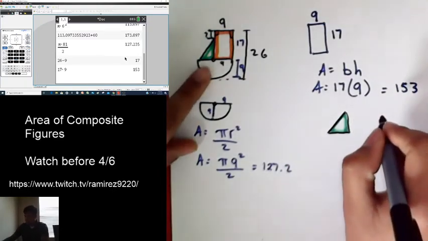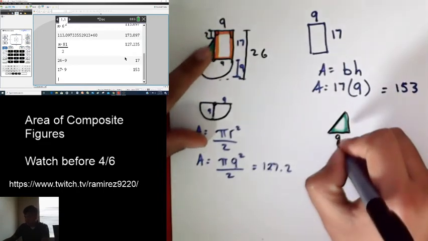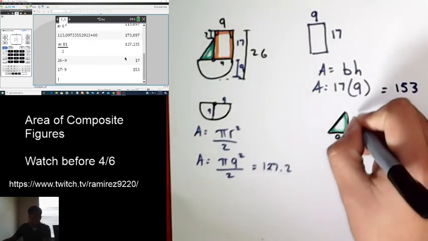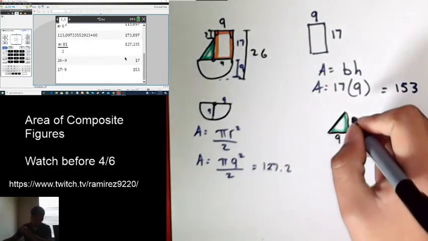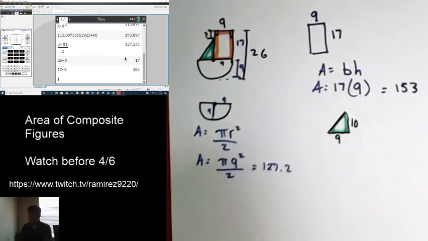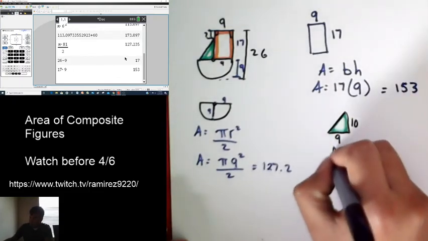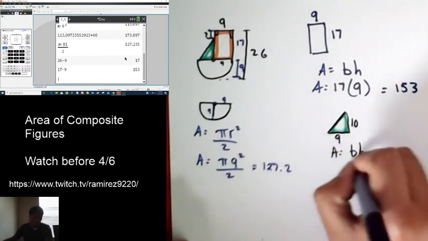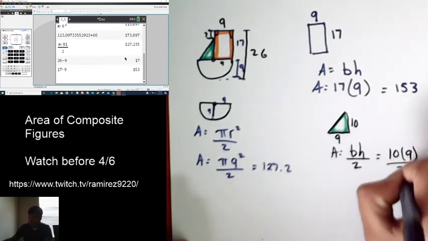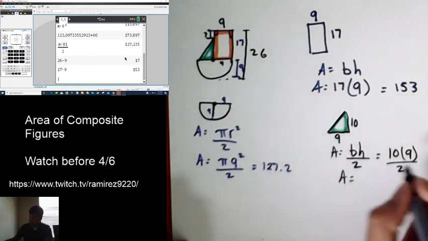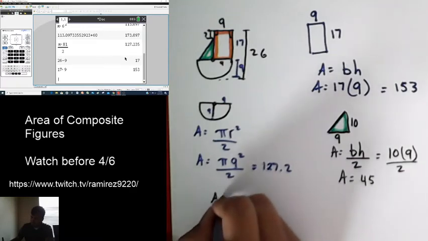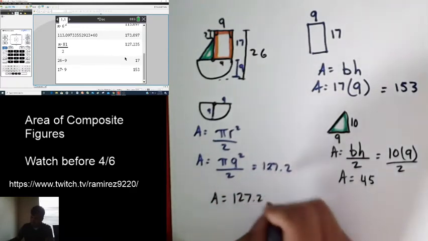Well, in the triangle, we know that the bottom part has to be 9. And this little piece, well, if this was 17 and this is 7, this has to be what? Yeah, 10, right? 17 minus 7, 10. And now, again, we have enough information because area of a triangle is base times height divided by 2. 10 times 9 divided by 2. The area of the triangle, 90 divided by 2 is 45. And so our total area is going to be the sum of these 3 now.